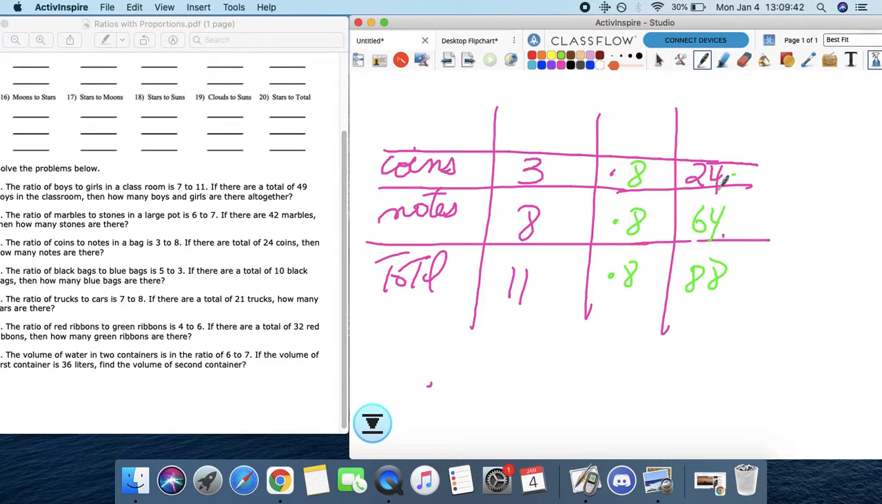And what's my total? Well, 4 plus 4 is 8. 6 plus 2 is 8, so it's 88. What's the question? How many notes will I have? I'm going to have 64 notes.